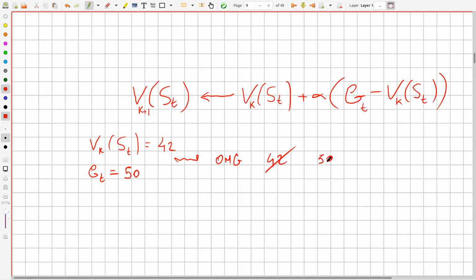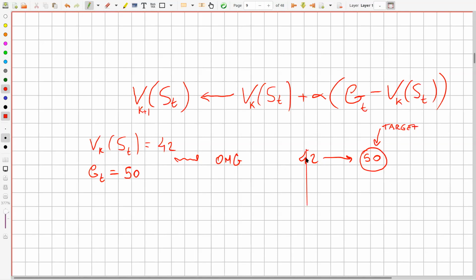No, not this way. Maybe 42 was not really wrong, but you have evidence that the value 42 should be, in some sense, moved towards 50. So it makes sense to choose a value between 42 and 50. Okay? How much do you trust 50 to be close to the true value? This depends on alpha. So you just formed, we call this the target.